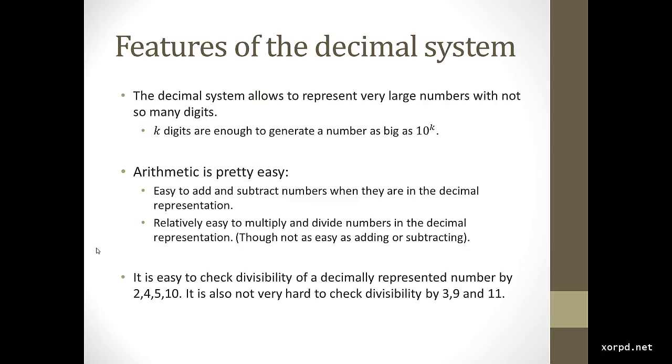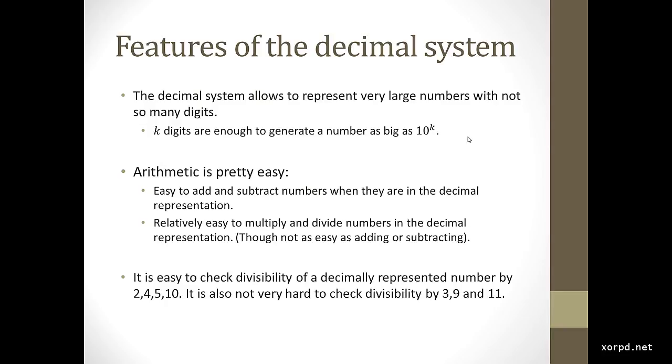Some features of the decimal system. Features that you probably know by now, but I just want to remind you of those features. The first one is that the decimal system allows us to represent very large numbers with not so many digits. This is a very important feature. As an example, k digits are enough to generate a number as big as 10 to the power of k. And this is a lot. As an example, k equals 40 would give us really large numbers, probably more than we are ever going to need.